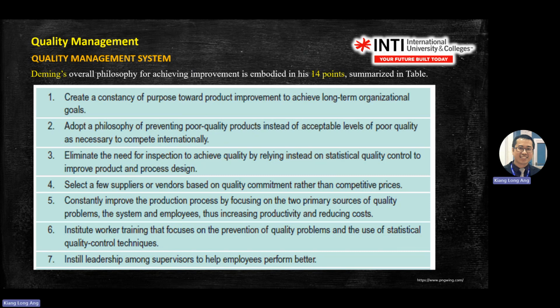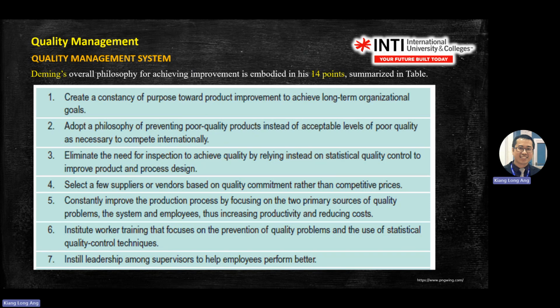Eliminate the need of inspection. It means the first product in your production, once you made it in phase 1, phase 2, phase 3, is perfect already. You reduce or eliminate inspection. It means you use good tools and good control. You select a few vendors that are able to commit to good quality. When you have good vendors, you eliminate the need for inspection.